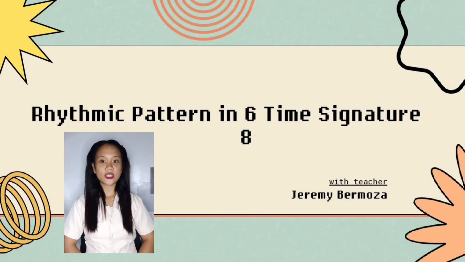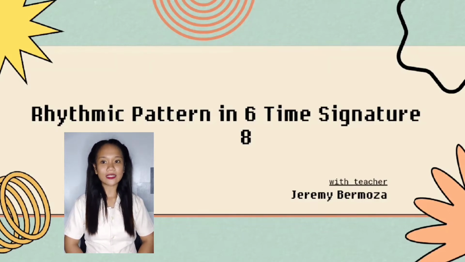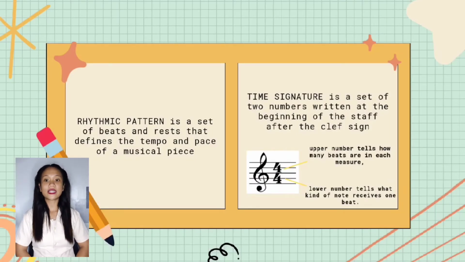Hello everyone! Today, we will learn how to create rhythmic pattern in 6/8 time signature. Are you ready? Great! Let's go and first let us review the rhythmic pattern and time signature. Rhythmic pattern is a set of beats and rests that defines the tempo and pace of a musical piece. Time signature is a set of two numbers written at the beginning of the staff after the clef sign. The upper number tells how many beats are in each measure, and the lower number tells what kind of notes receive one beat.